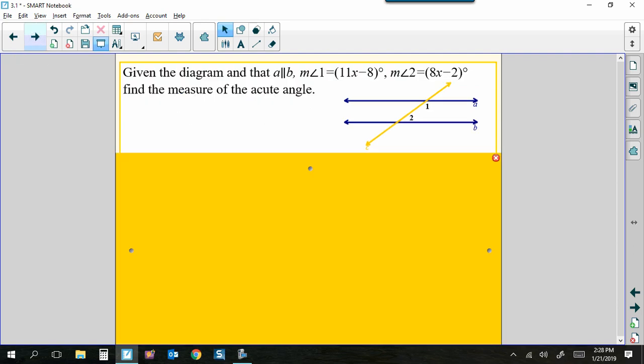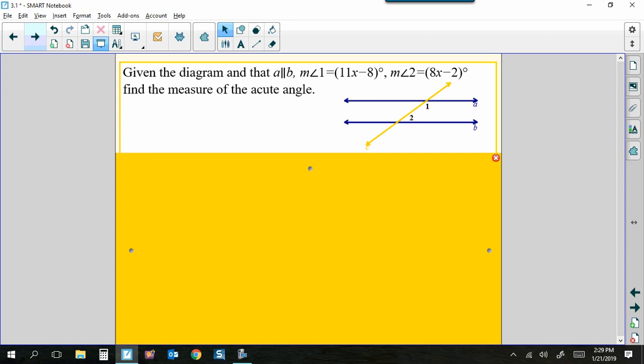Excellent. All right, so now let's do some math. Let's do some equation solving. So we have a diagram, and we're told that line A is parallel to B. We need you guys to change the given information so that it matches the picture. Sorry about that. We have that angle 1 is equal to 11x minus 8, and we have that angle 2 is equal to 8x minus 2. So if you have that already, you're good. If you don't, please make your notes reflect what you see on the screen right now.